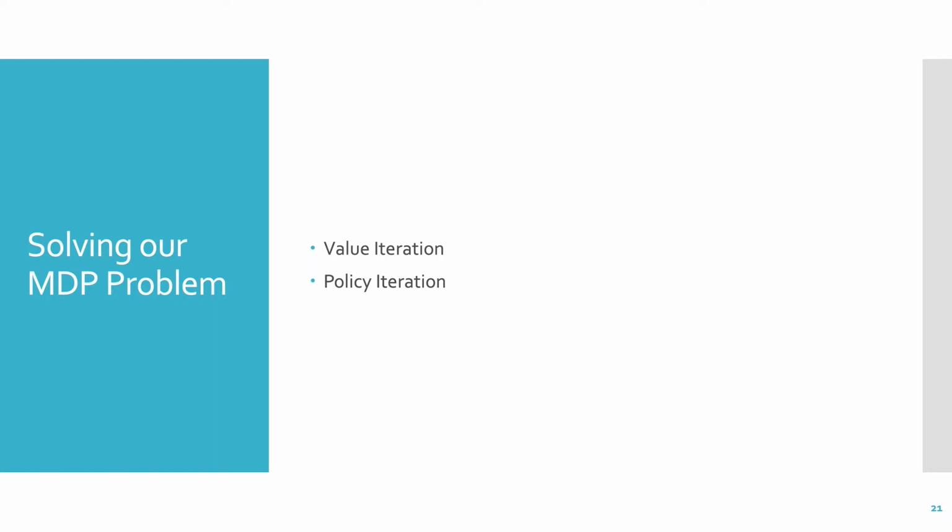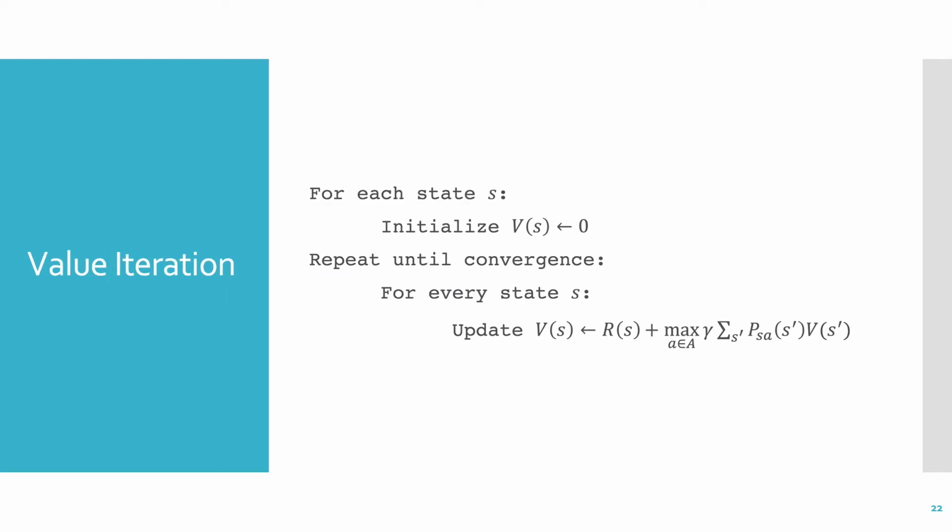Remember that we are only considering Markov decision processes with finite states and finite actions. Value iteration and policy iteration are both very simple algorithms. We have pseudocode here. For each state S, we want to initialize the value function with 0. Then we're going to repeat the next loop until we converge. For every state S, we're going to update our value function using the Bellman equation from a few slides ago. This algorithm can be thought of as repeatedly trying to update the estimated value function using the Bellman equations.